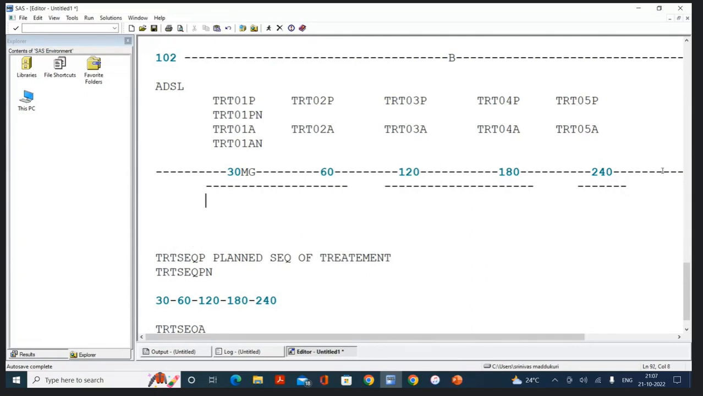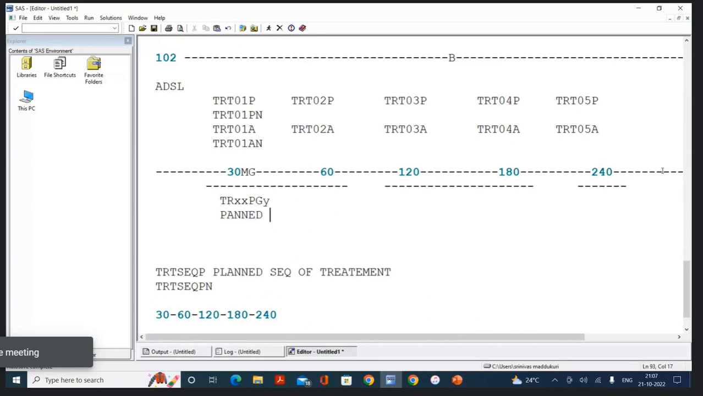Now to pool together, we are going to have variables called PRXXPGY. And what is this one? Planned pooled treatment Y for period XX.